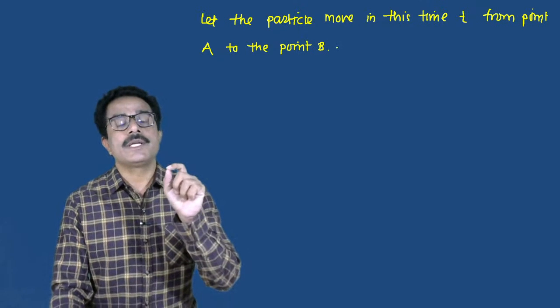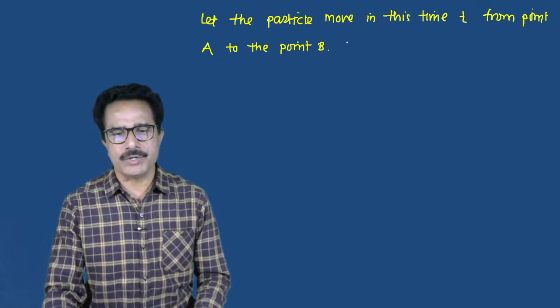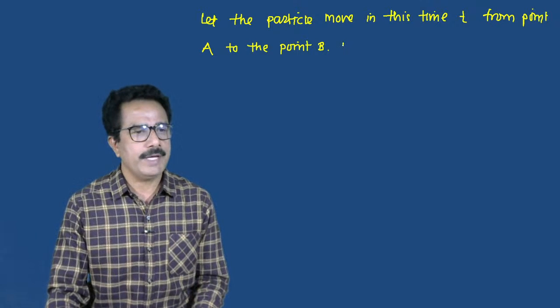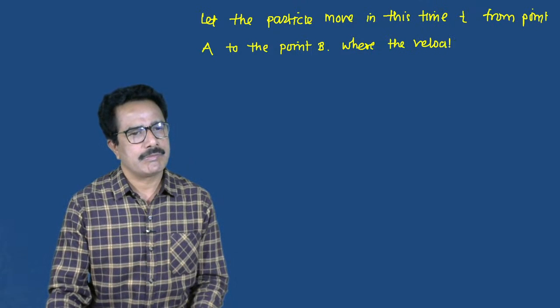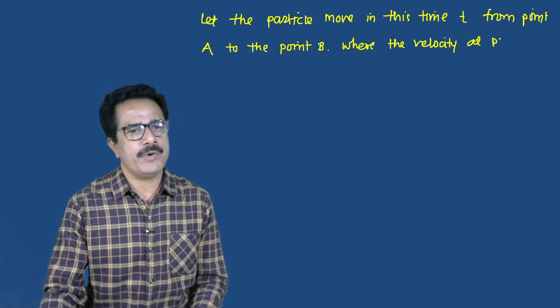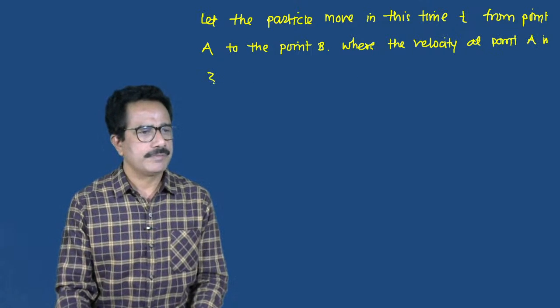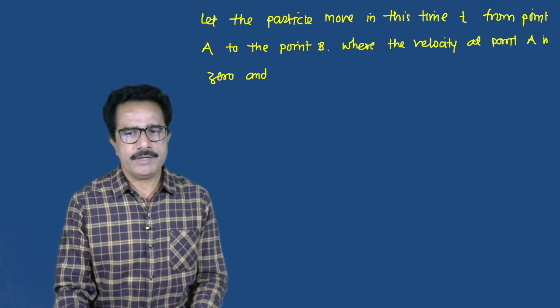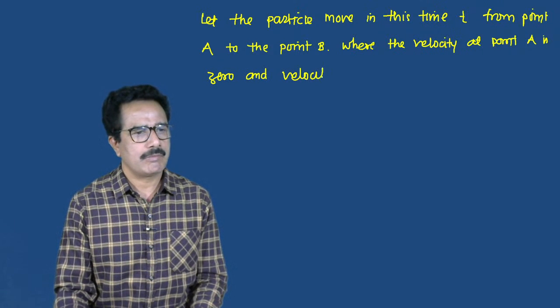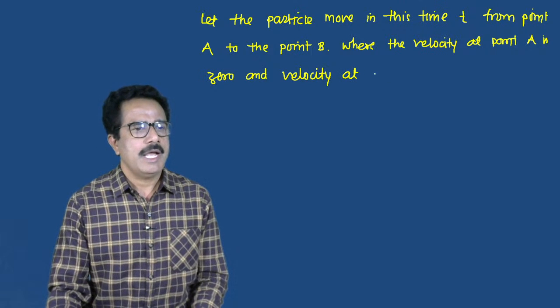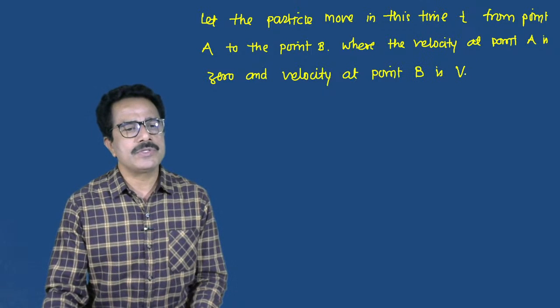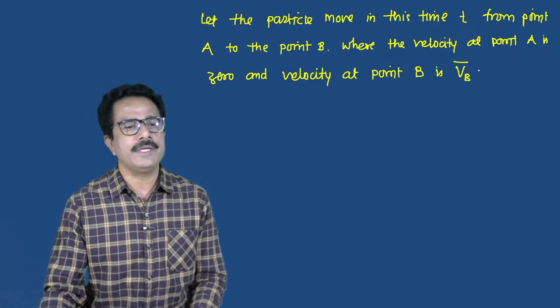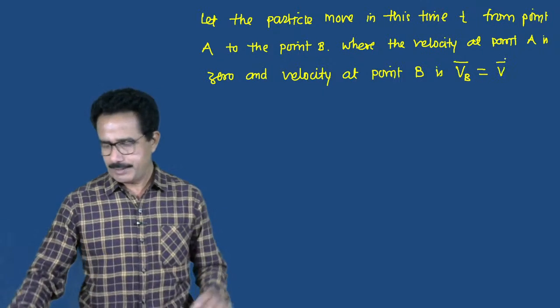See this, note here the velocity at point A is 0, and the velocity at point B is, suppose, VB, which is denoted by v bar.